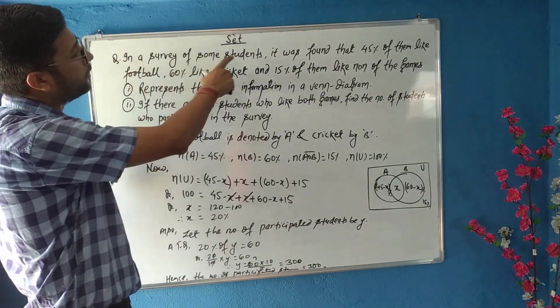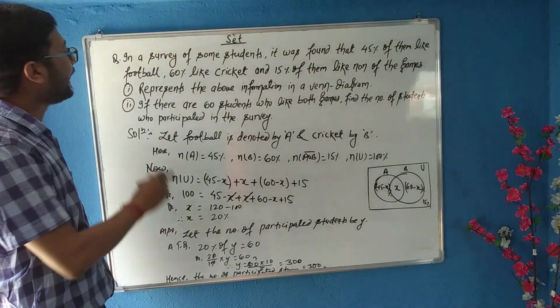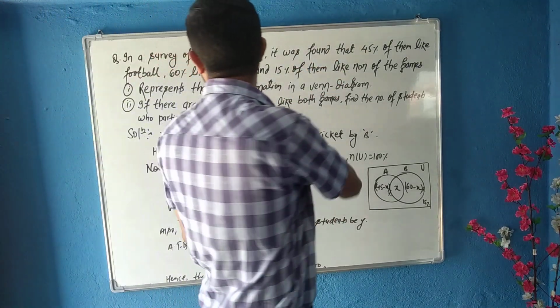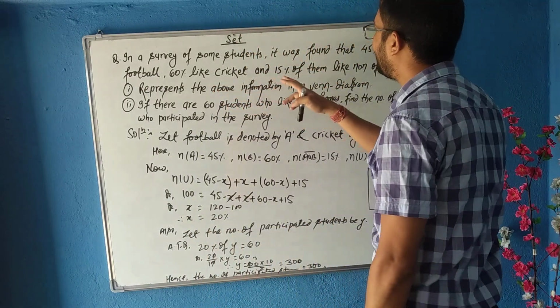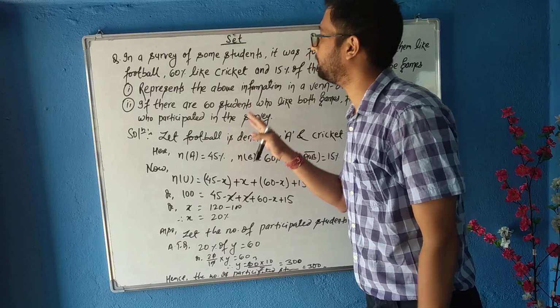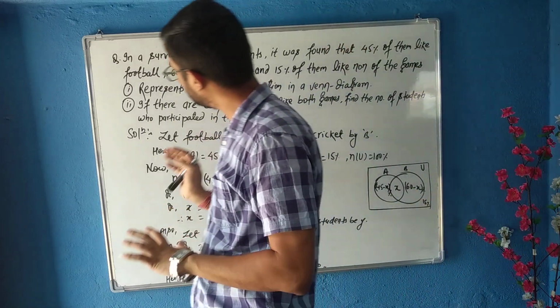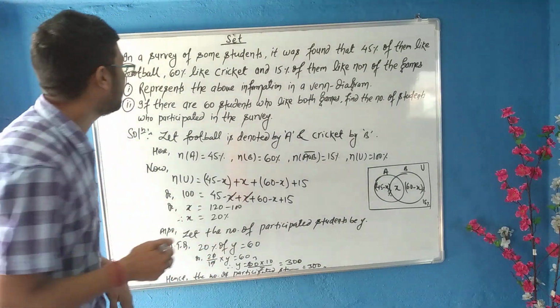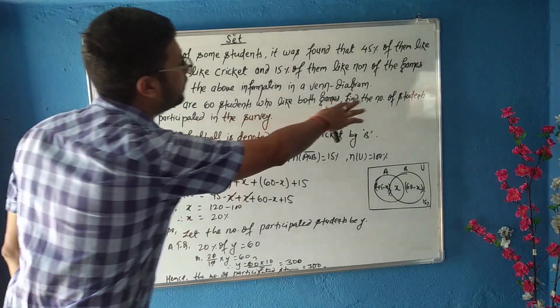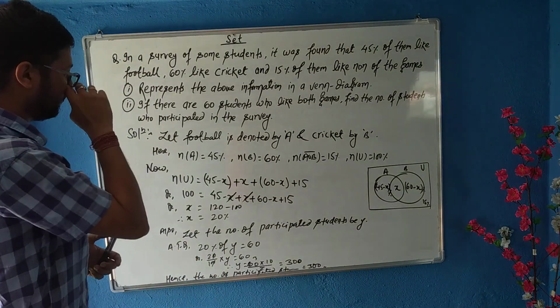In a survey of some students, it was found that 45% of them like football, 60% like cricket, and 15% of them like none of the games. Means कुनै पनि मन पराउँदैन. So at first we should represent this in a Venn diagram, and then we should find the total number of students that participated in the survey.